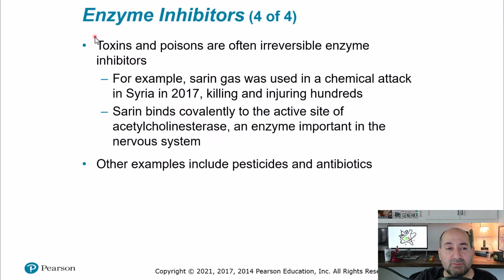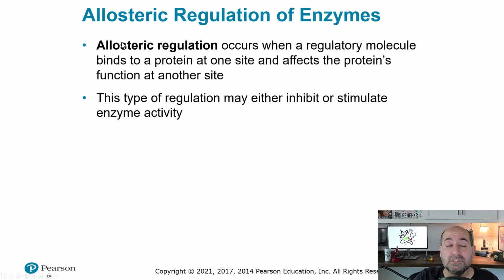Now, some types of inhibitors you should know about are toxins and poisons. These are often irreversible enzyme inhibitors. Now, here's an important concept to understand with regard to enzymes, and this is the concept of allosteric regulation. Allosteric regulation occurs when a regulatory molecule binds to a protein at one site and affects the protein's function at another site. So, did you see when we talked about non-competitive inhibitors? They kind of work in an allosteric way. They bind to an enzyme at one site, but have an effect at another site.